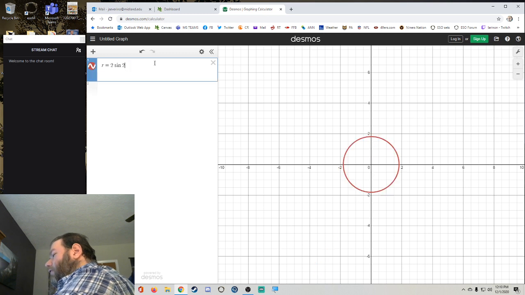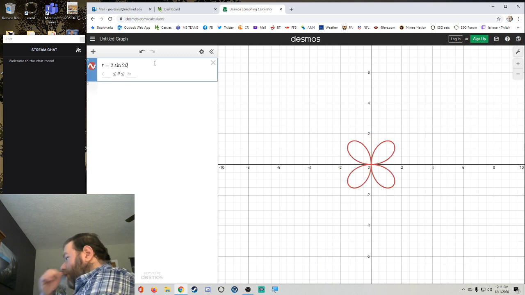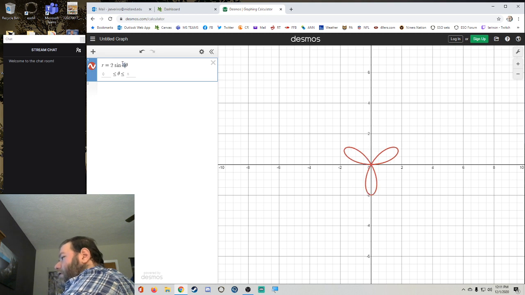2 sine 2 theta, which we just talked about. You can see what the graph looks like there. If we went to 3, 3 petals, as said. 4 should have 8 petals. There we go. 5 petals. 6 would have 12 petals. 7 petals. 8 would have 16 petals, and so on.